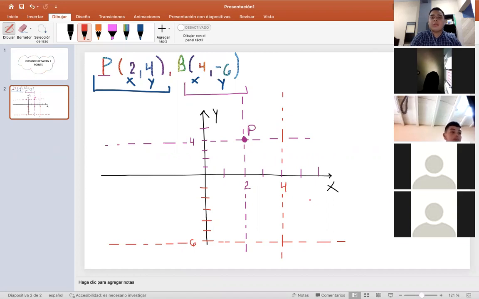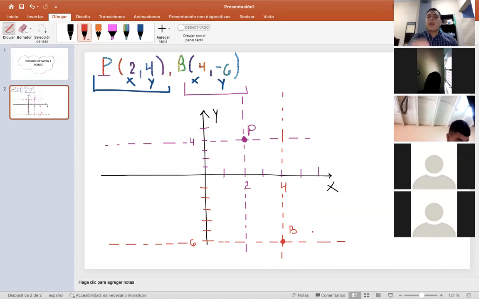Where is it going to be located? When the two vectors intersect each other, it will be in the center. Yes, the point will be located where the two vectors intersect, or where they touch each other. In this case, it will be here in this part. So we're going to have our point B in here.